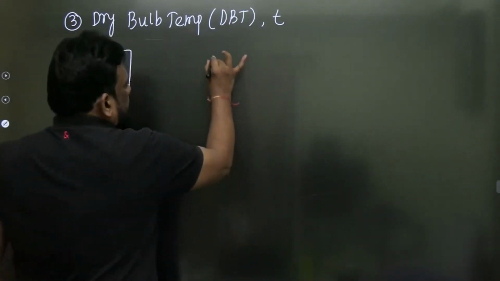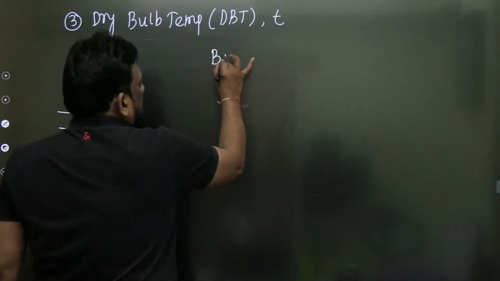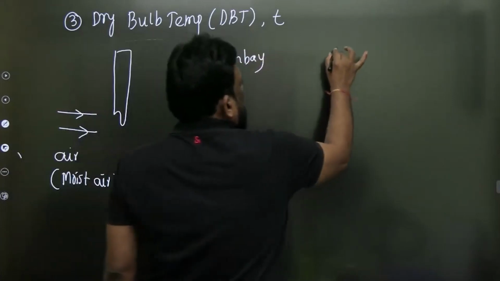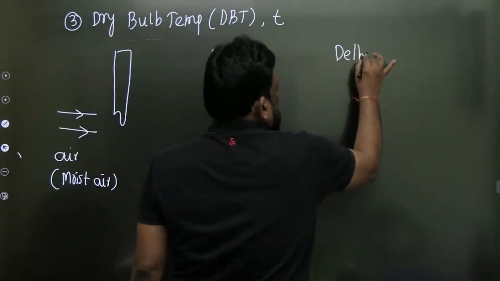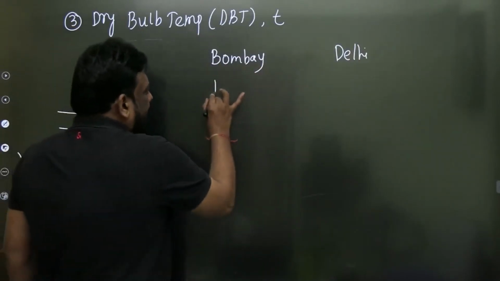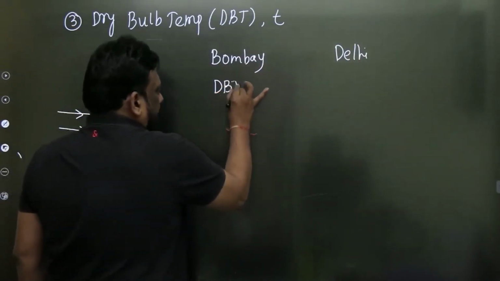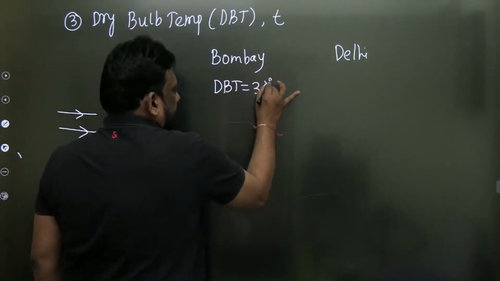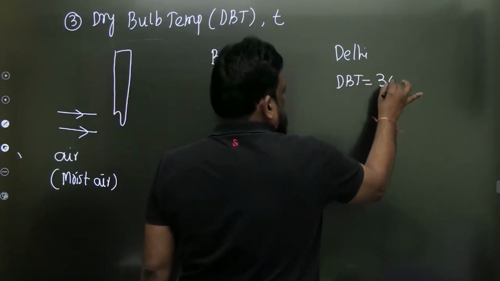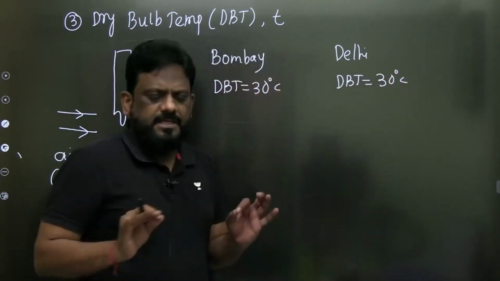My dear students, I am at Bombay, chalo Mumbai, and you are at Delhi. Listen carefully. Here the dry bulb temperature at Bombay is 30 degrees centigrade, and the dry bulb temperature at Delhi is also 30 degrees centigrade. Let me repeat, sirs.